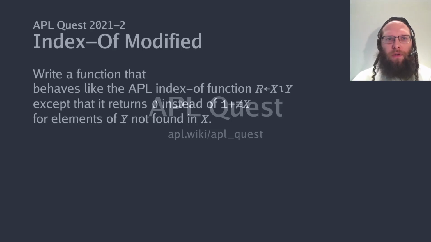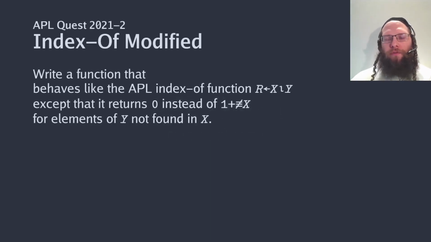Hi, we're going to write a cover for the dyadic iota or index of primitive in APL, which behaves exactly like the original, except one thing. So when we use dyadic iota to look up things from the right argument in the collection that's the left argument, and what we're looking for isn't found, it will give the next index after the last position to indicate that something is not found.